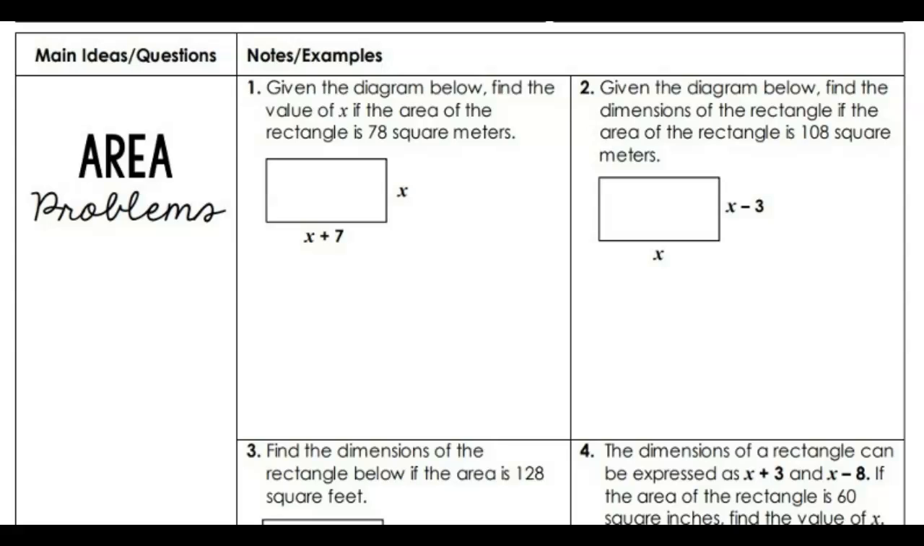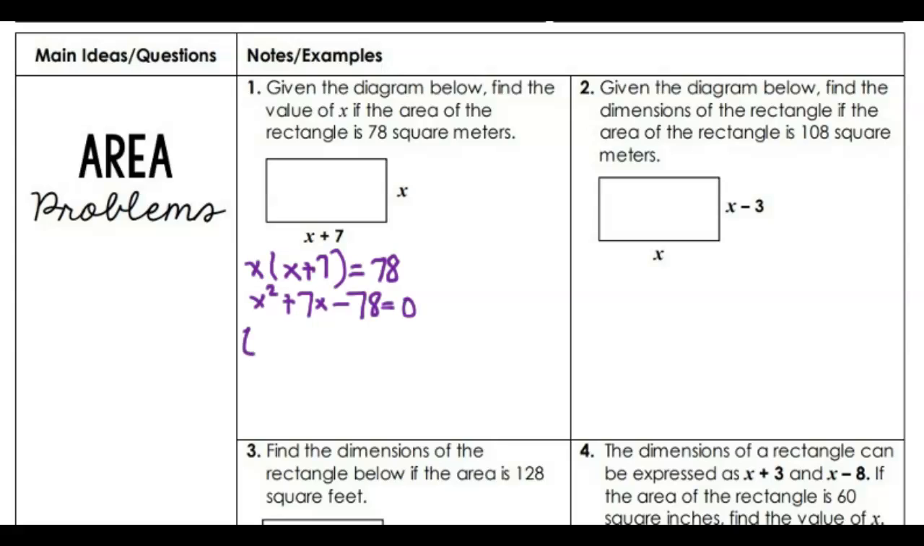We have a diagram here. We're told that the area of this is 78 square meters. We want to find the width, or the smallest side. So we're just going to take the area, which means we multiply the length times width, and we're going to say that that's equal to 78. So this is actually a quadratic, and we can put that in standard form.